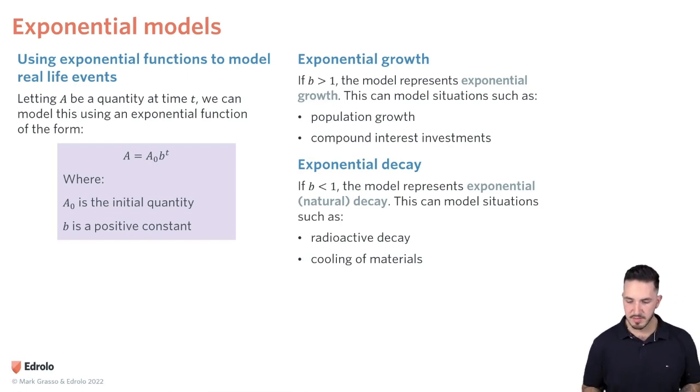Looking at exponential growth, as I mentioned, if b is greater than 1, the model represents exponential growth. This could model situations such as population growth or compound interest investments when looking at financial applications. If b is less than 1, the model could represent exponential or natural decay. I said 0 to 1 is generally when it's decaying. However, when it's less than 1, if it's negative, that could also represent decay, just the rate of change is slightly different. This can also model situations such as radioactive decay, as well as cooling of materials.